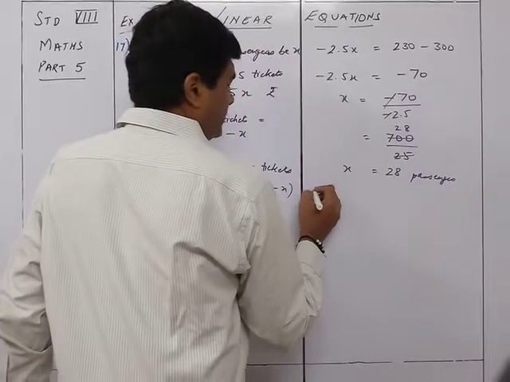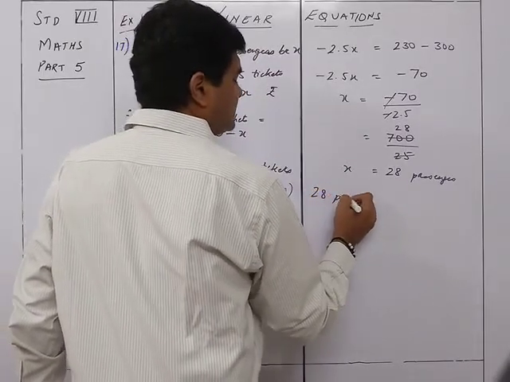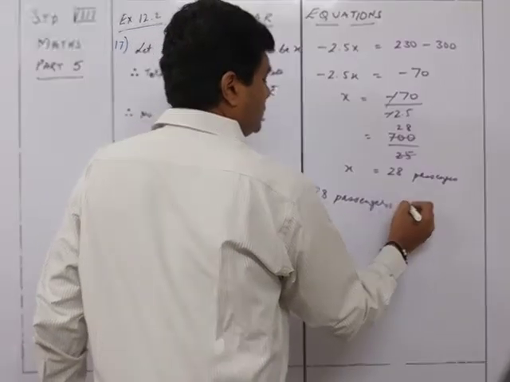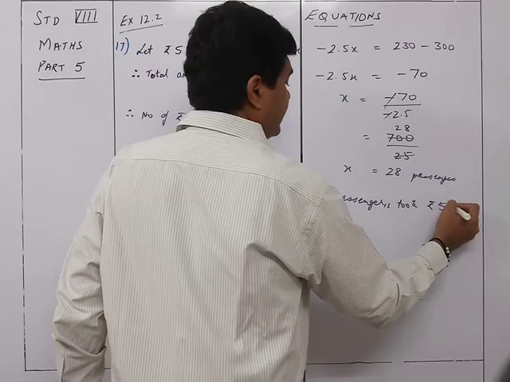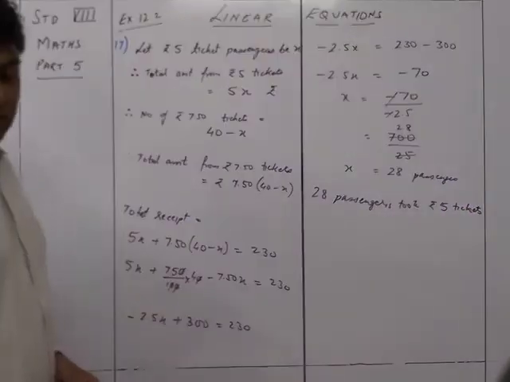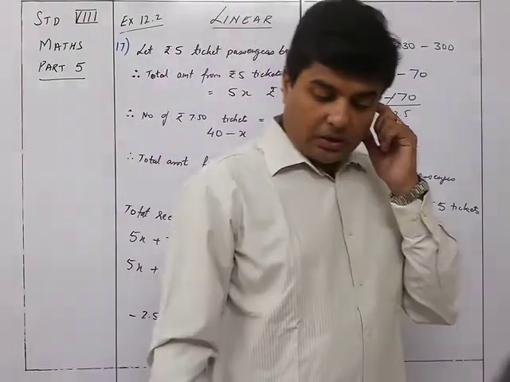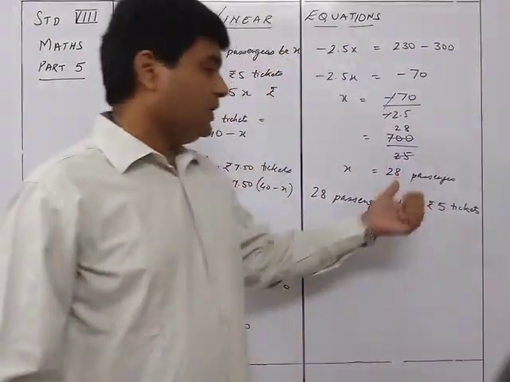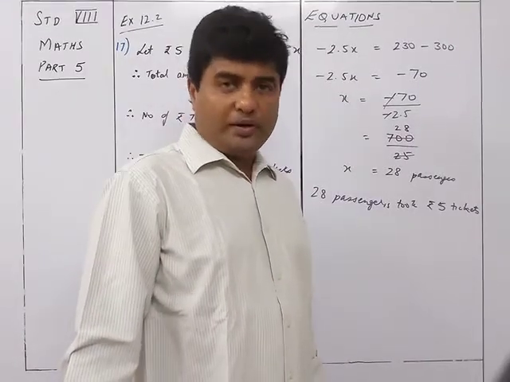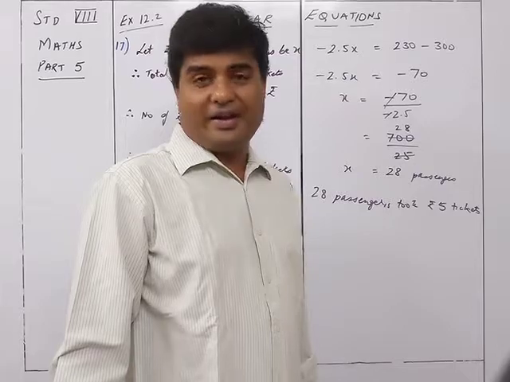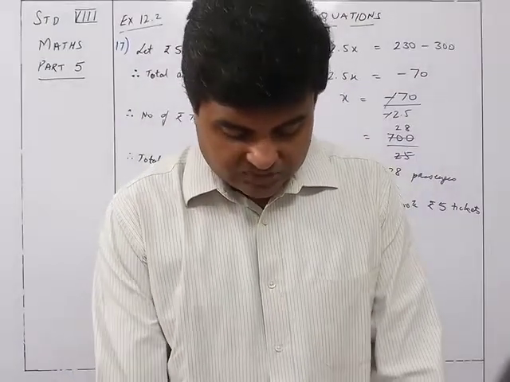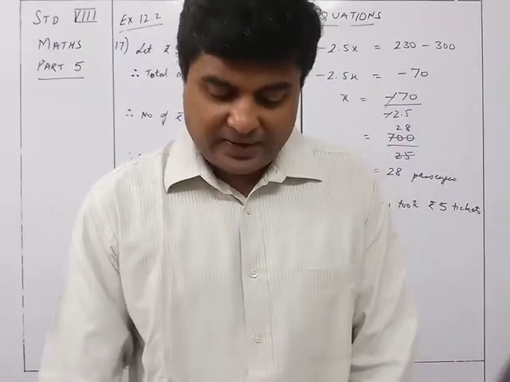So 28 passengers took rupee 5 tickets. Got it? So the number of passengers who bought the 5 rupee tickets were 28. If you want to find out the 7.5 ones, it will be 40 minus 28, which is 12. But they are not asked this, so that's when you're writing the answer. So the answer for sum number 17, we can just cross check, it's 28, yes.